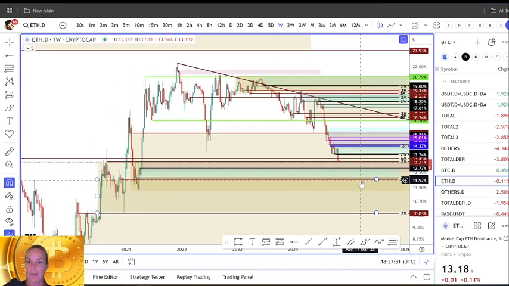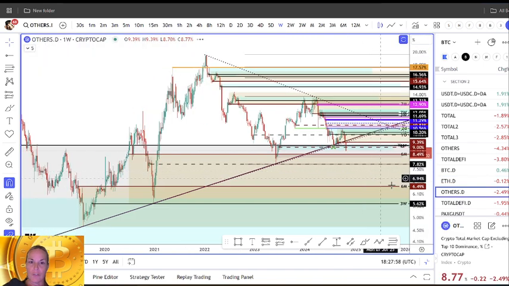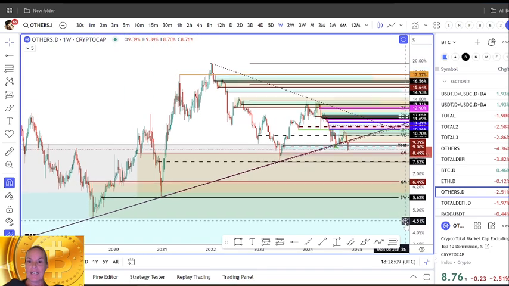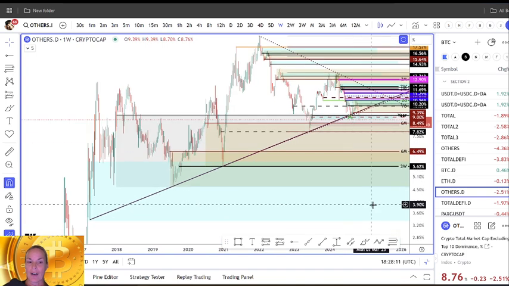Again, it's in 2 month demand. There's a 3 month demand a little bit lower, so it will be interesting to see what Ether dominance does when it gets there. Others' dominance is just ugly. We talked previously about having a bounce on this weekly demand, which we got, but it just went into supply here, and is now heading lower and breaking this macro trend line on the log scale.